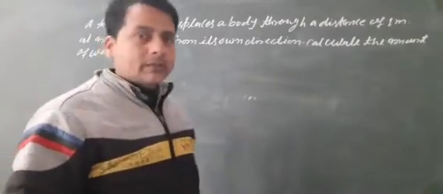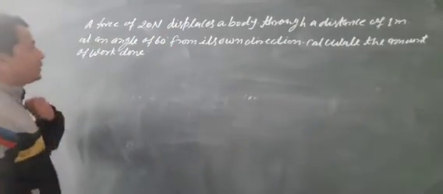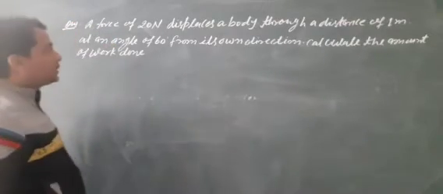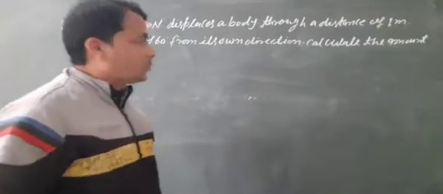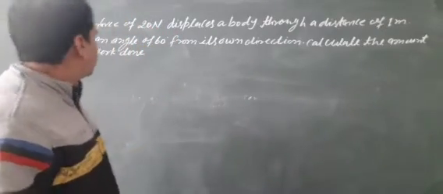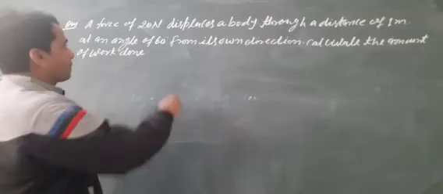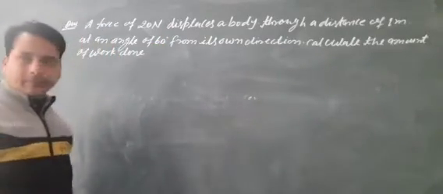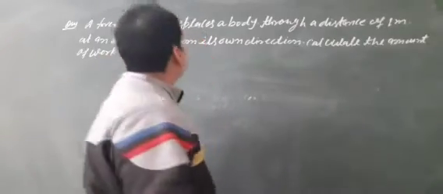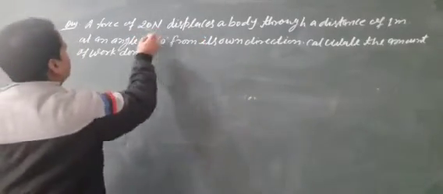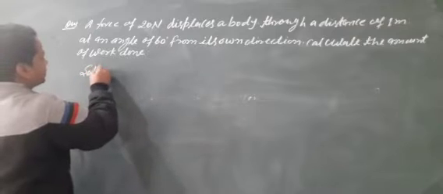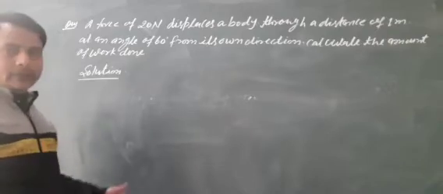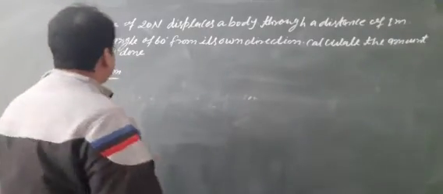Now the next question is here: a force of 20 Newton displaces a body through a distance of 1 meter at an angle of 60 degrees from its own direction. Calculate the amount of work done. So in this question the force is given here, 20 Newton.